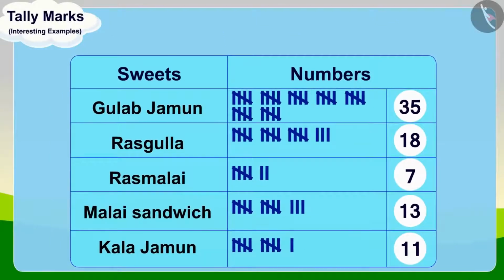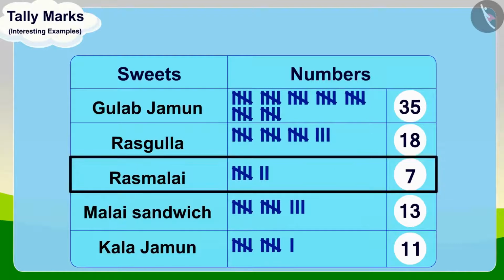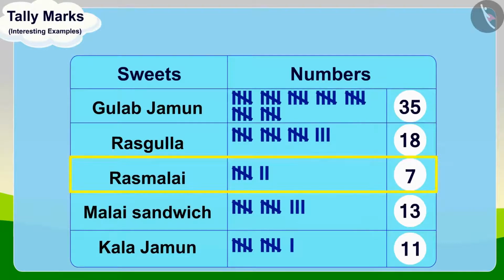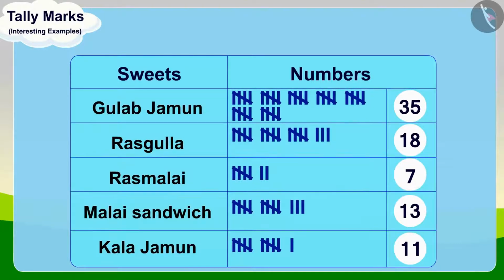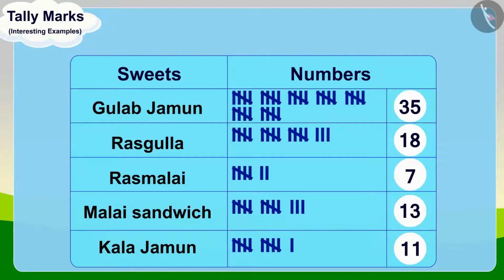Children, can you tell which sweet has been sold the least? That's correct. Rasmalai has been sold the least. And can you tell which sweets sold more than Malai sandwich? Yes, Rasgulla and Gulab Jamun were sold more than Malai sandwich.